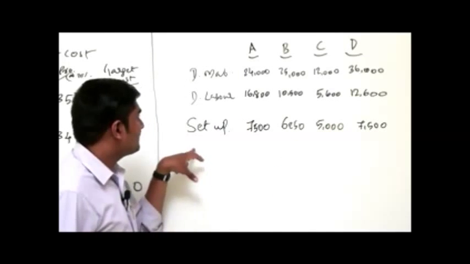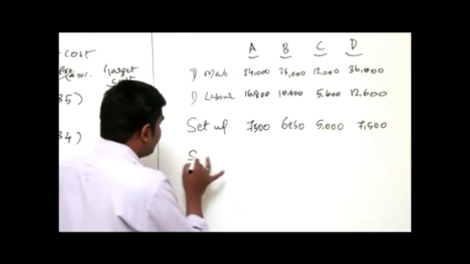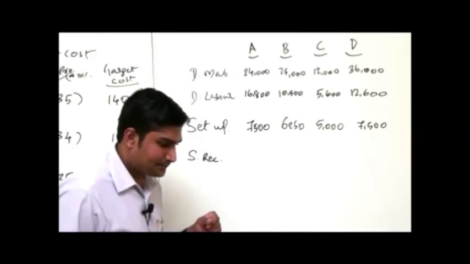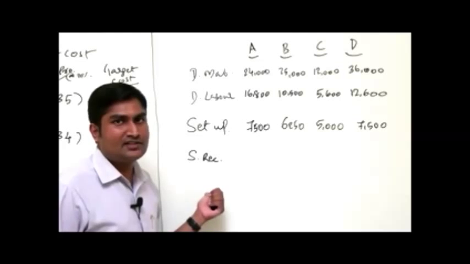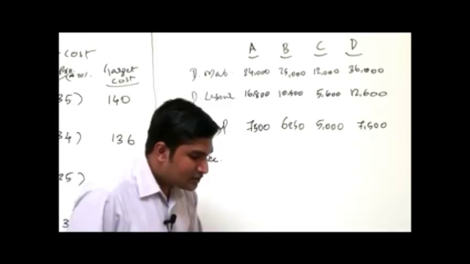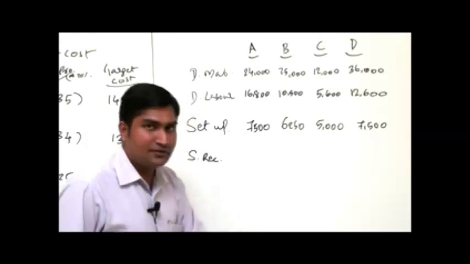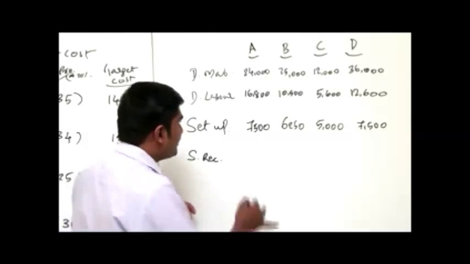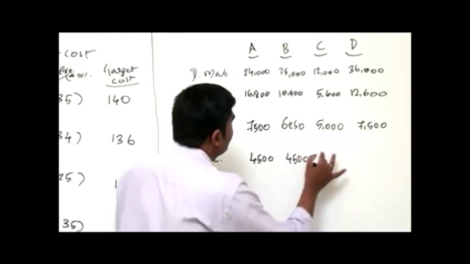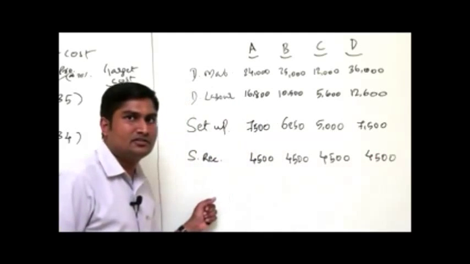Now the second activity, namely stores receiving activity, the cost driver being requisitions. It was told in the problem that requisitions are 100 each for each and every product, so that 100 multiplied by 45 cost per requisition for stores receiving. So 45 into 100, it would be 4,500 for each and every product.